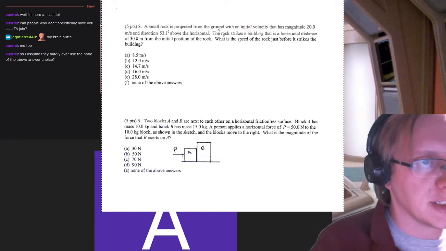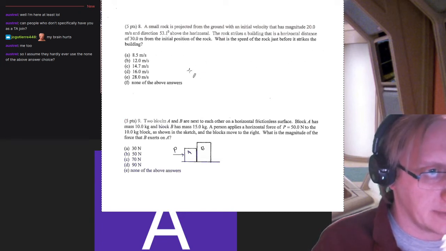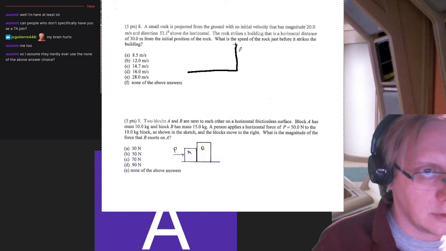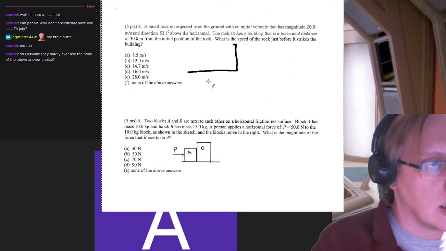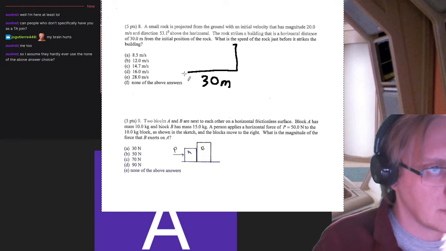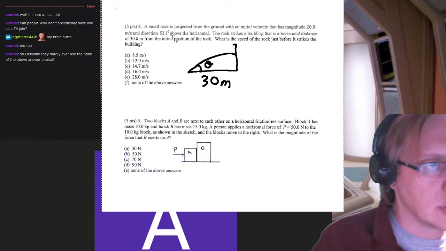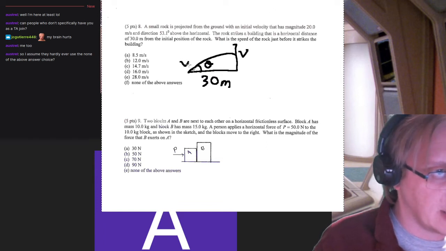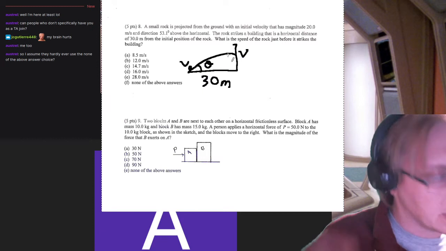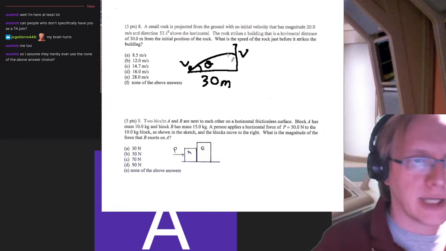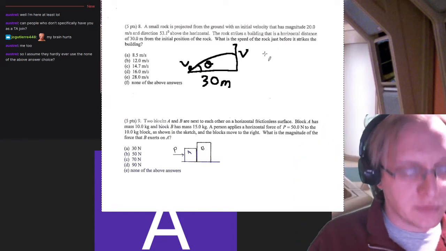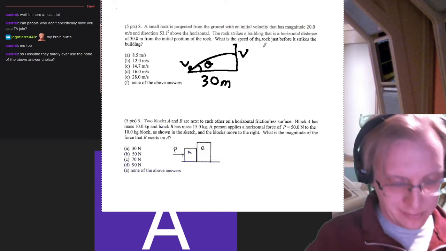A small rock is projected above the surface and then strikes a building. So we have an initial distance of 30 meters, and we chuck the rock, like so. We have an angle. It wants to know the V here. We have a V naught here. This is one of those cases where people can screw things up.